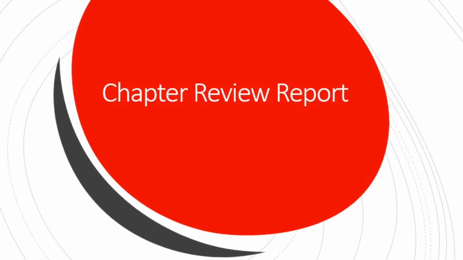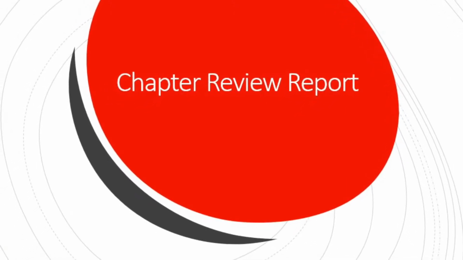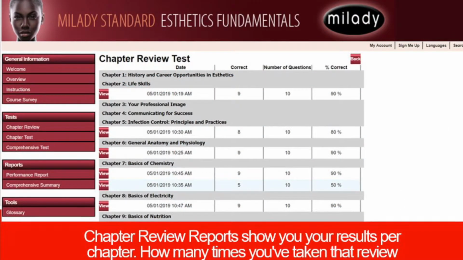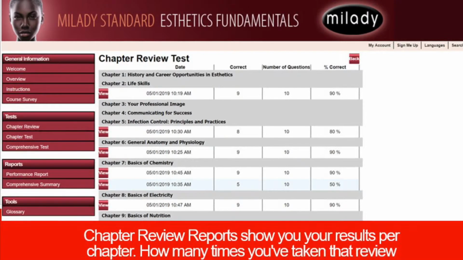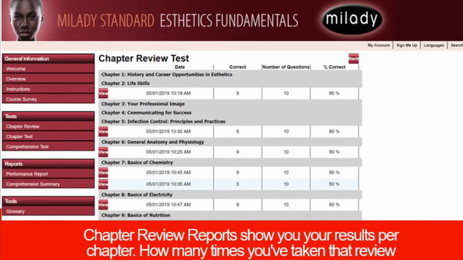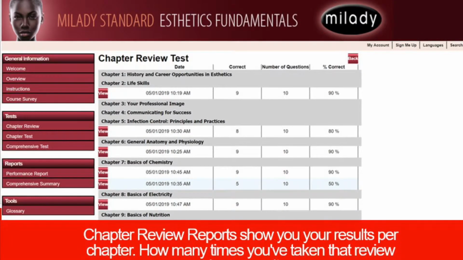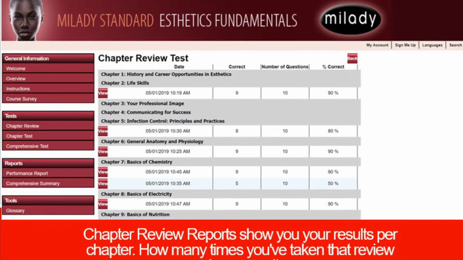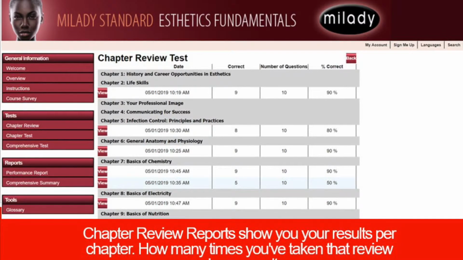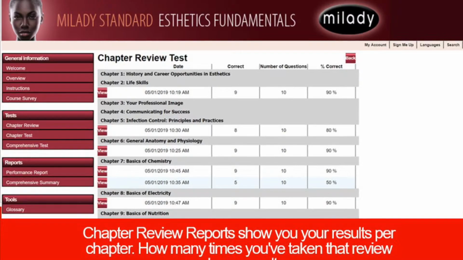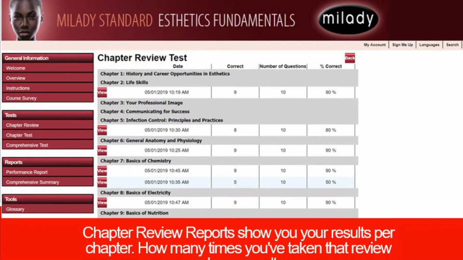Chapter review reports. This report shows chapter review scores and includes review dates, the number of questions answered correctly out of the total number of questions, and the grade, which will show up as the % correct. This chapter review report will allow you to view or print the last 5 chapter reviews taken.